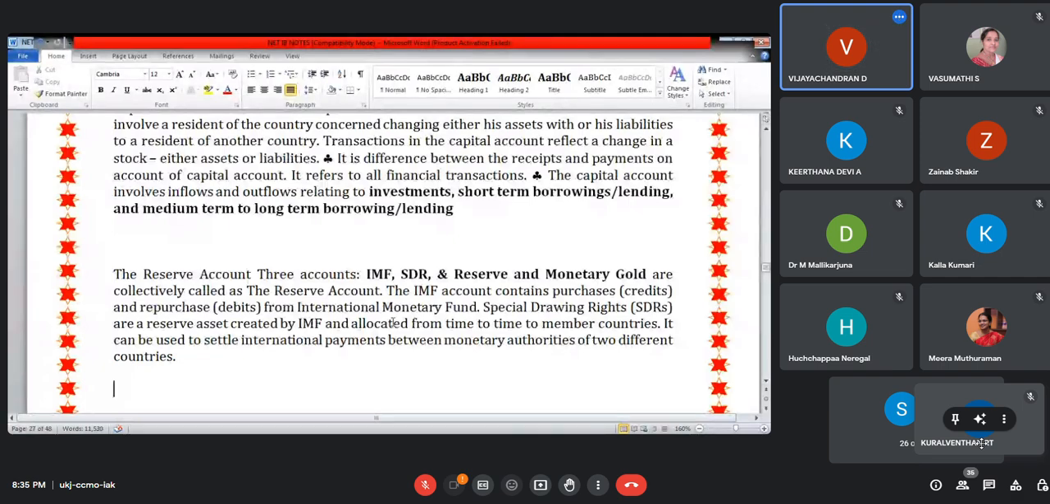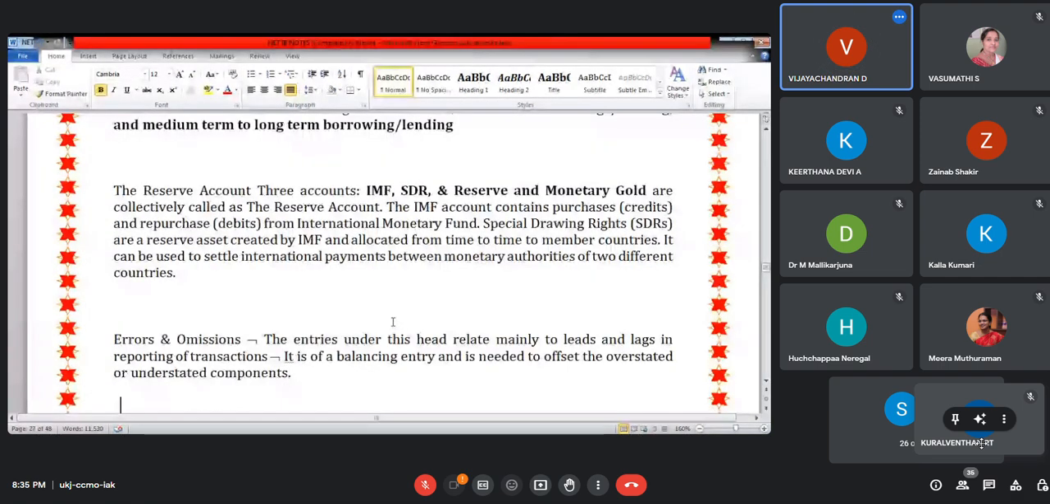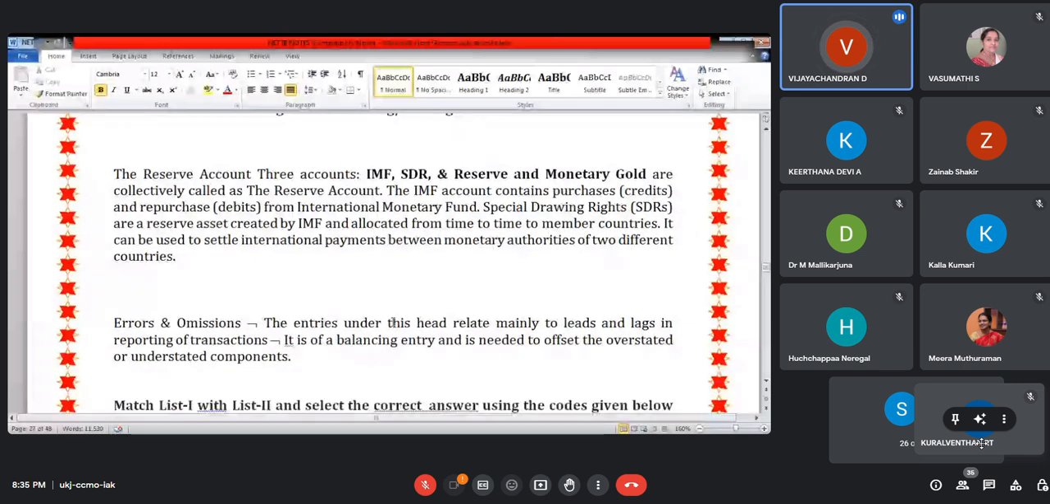And the last one is errors and omissions. I told, any mistakes, any imbalance, any omissions, any overstating of items, any understating of items. Suppose instead of 1 crore, you have recorded 90 lakh, like that. That omissions and commissions will be rectified by the errors and omissions account.